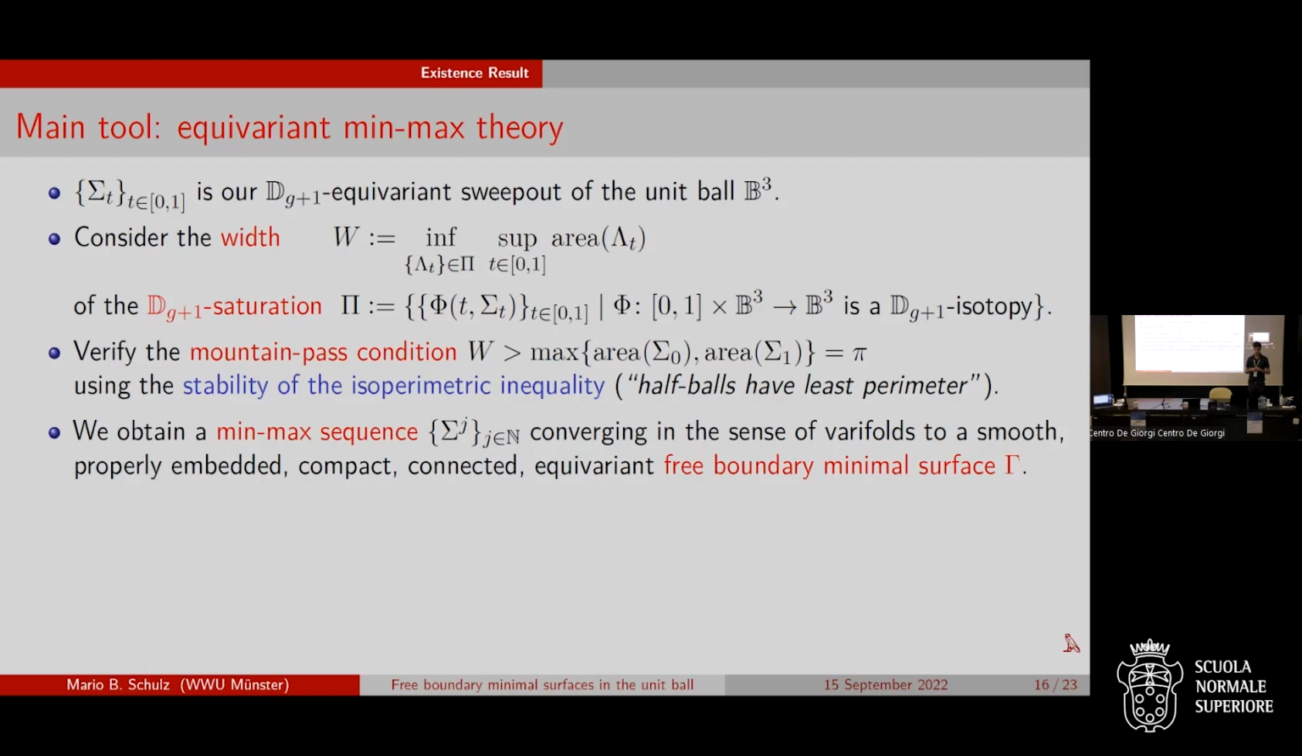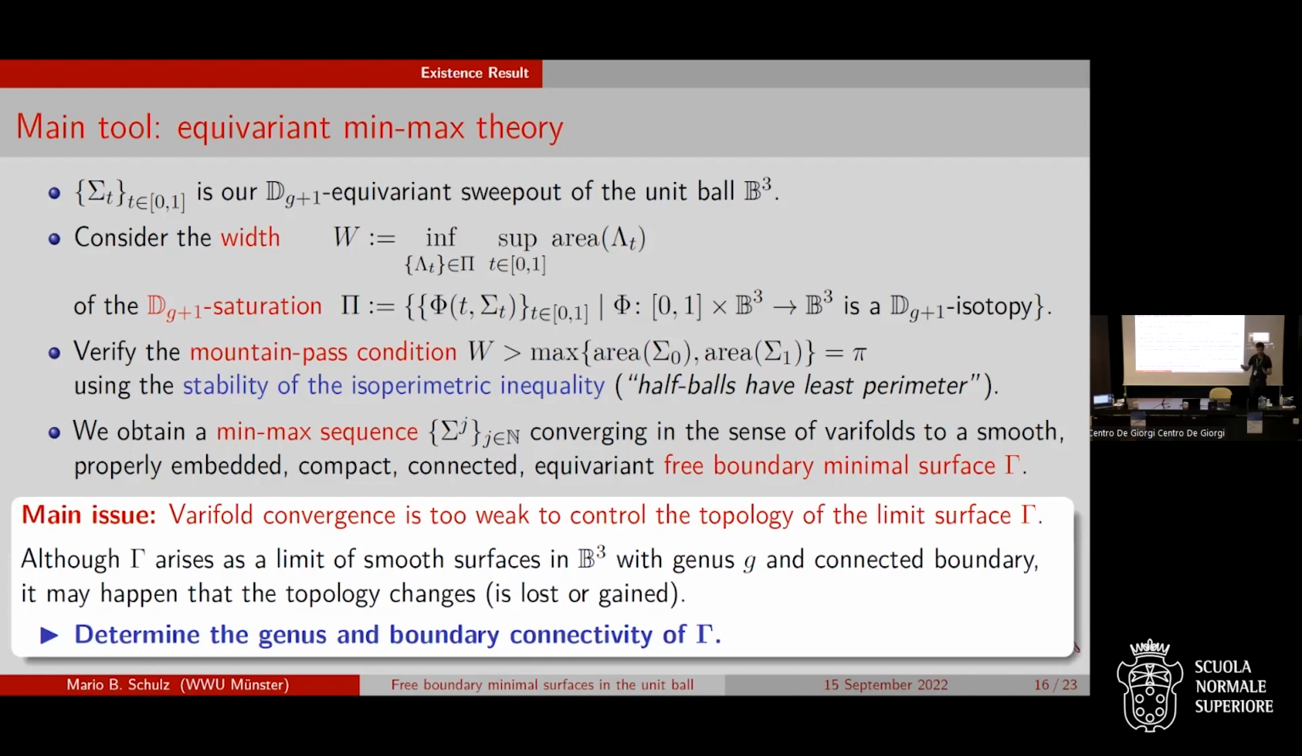Right. Okay, so wow, simply by using the min-max theory as a black box, without bothering about the hard work which went into the regularity theory, we got a min-max sequence which converges to an embedded, compact, connected, equivariant free-boundary minimal surface, gamma. Unfortunately, only in the sense of varifolds, right? So this does not control topology, right?